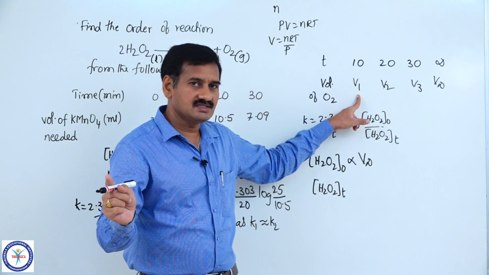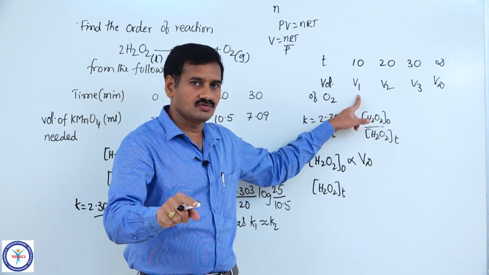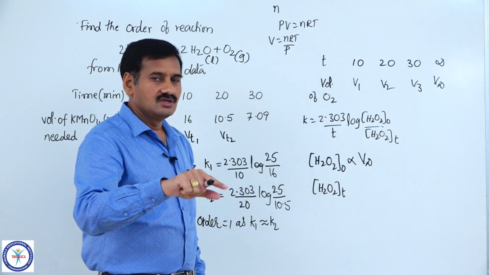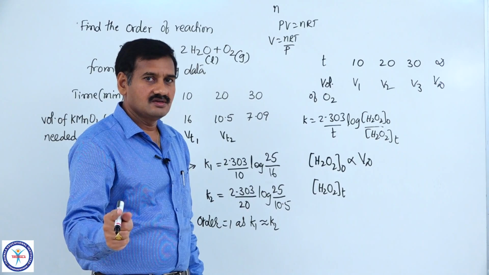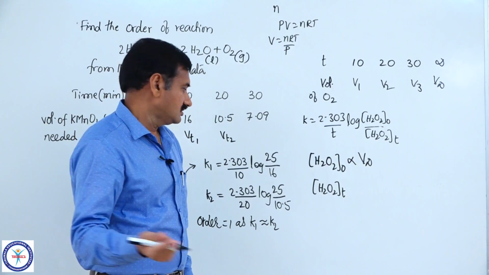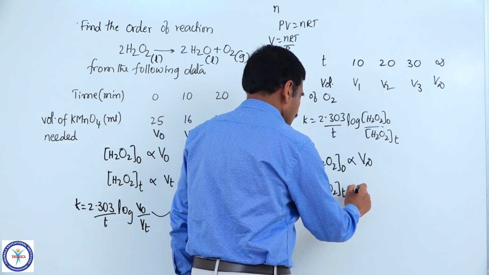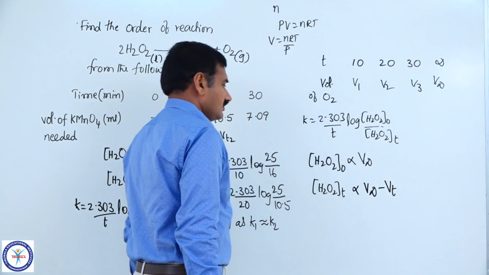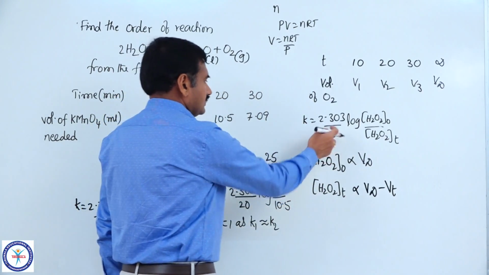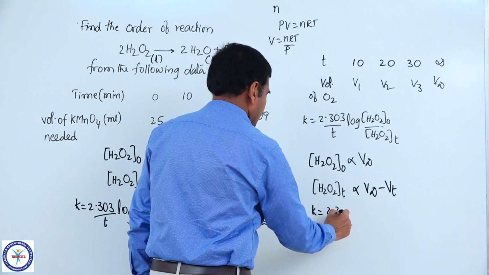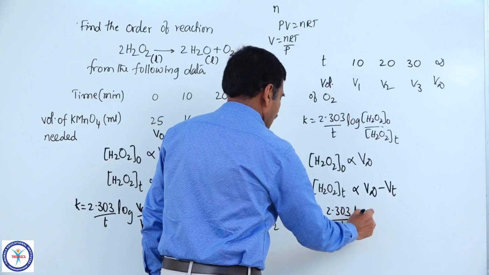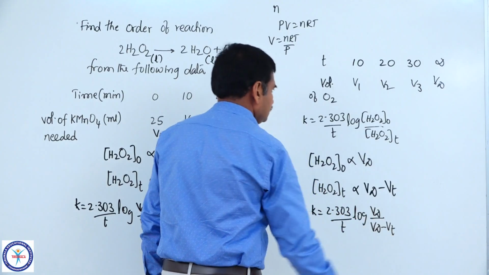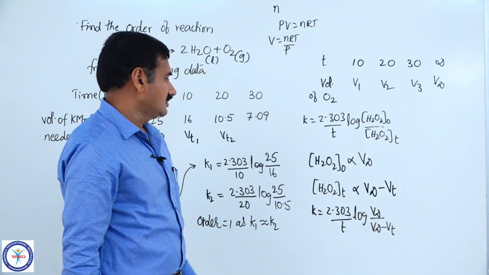So, V infinity is proportional to the initial number of molecules of H2O2. Vt is proportional to the number of molecules of H2O2 dissociated. So, the number of molecules of H2O2 left is V infinity minus Vt. So, H2O2 at a time t is proportional to V infinity minus Vt. Now, you have to substitute these in this: K equal to 2.303 by t into log V infinity divided by V infinity minus Vt. It is one way.